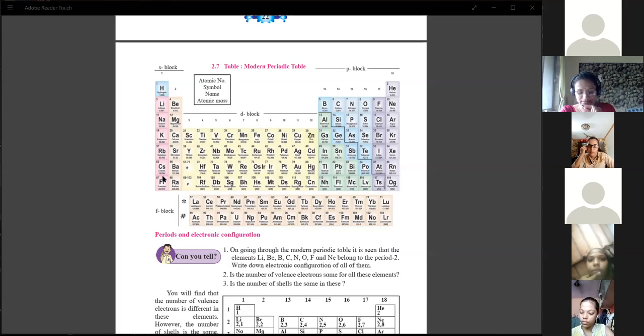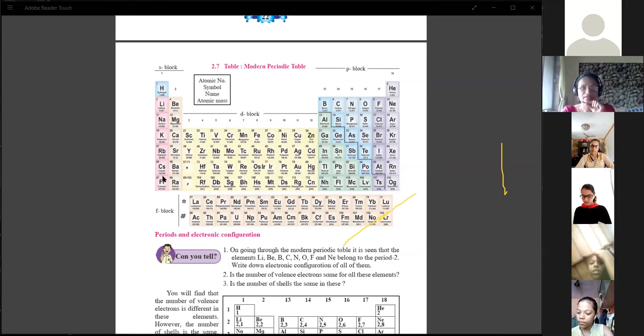Next question: arrange the above elements vertically downwards in increasing order of their atomic radii. You have to arrange them according to increasing order of their atomic radii.